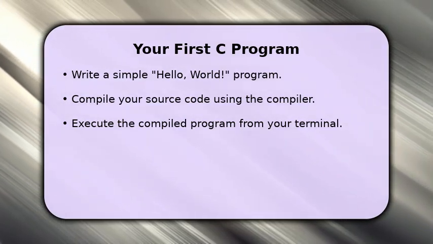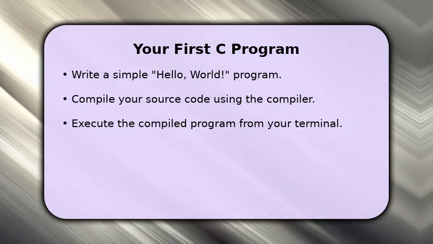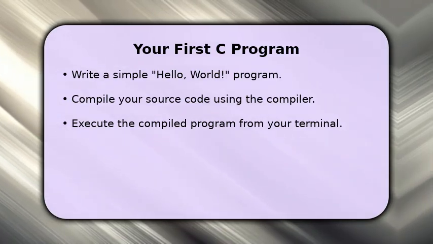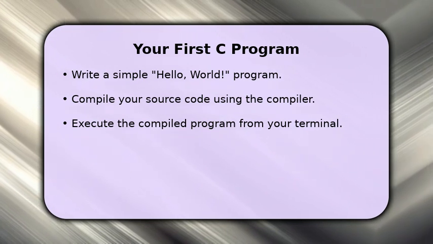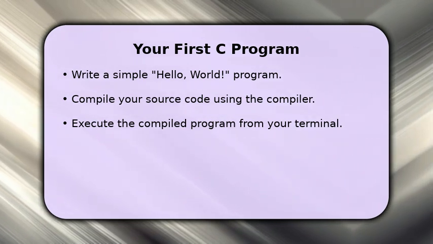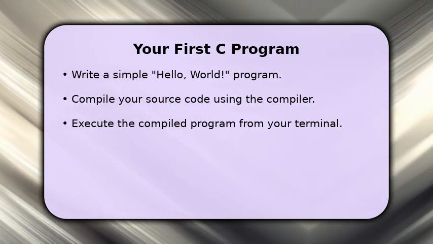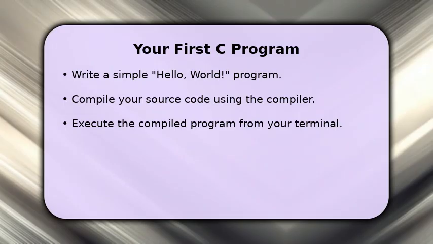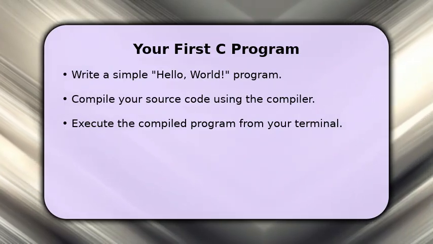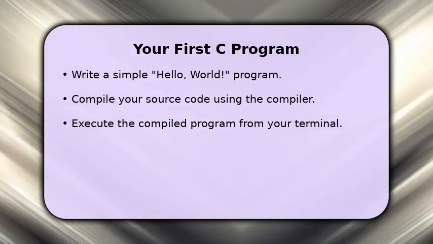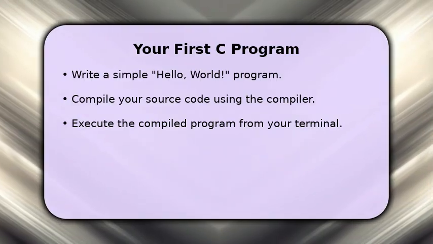A classic starting point is the Hello World program, which simply prints text to the screen. After writing your code in a file ending with a .c extension, you'll use your compiler to transform it into an executable file. Finally, you can run this executable from your terminal to see your program in action.